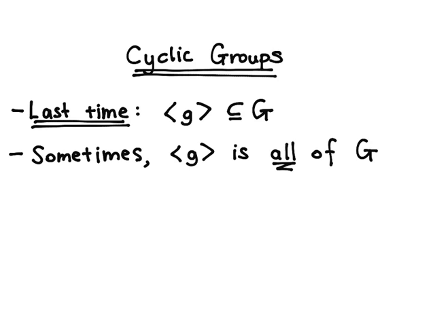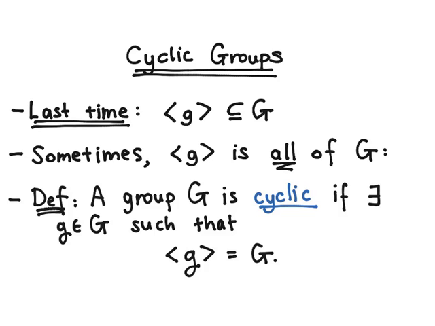Let me start by reminding you that last time you met the subgroup generated by an element lowercase g inside of a big group capital G. In general, the subgroup generated by an element is going to be a subset, or in fact a subgroup, inside of G. But it can sometimes happen that the subgroup generated by some particular element is all of G. And cyclic groups are the name of the phenomenon when this happens.